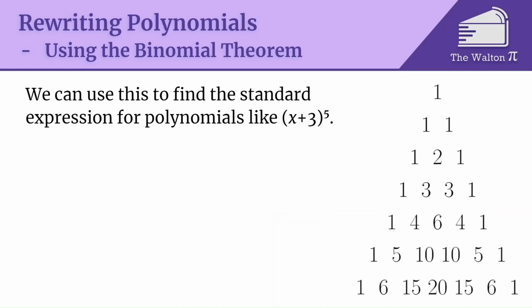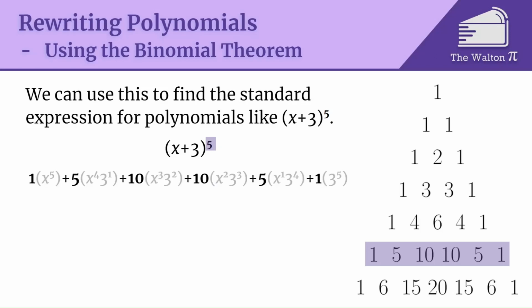We can use this to figure out the standard expression for polynomials like x plus 3 to the fifth. That's not something that we want to have to multiply out by hand, so we hope that we can use Pascal's triangle and the binomial theorem to figure this out, and we can. We look at the fifth row, because this is x plus 3 to the fifth. So there's our fifth row highlighted, and we're going to expand that out. This is going to be 1 times x to the fifth, plus 5 times x to the 4, 3 to the 1. Then we have 10 x to the 3, 3 to the 2, plus 10 x to the 2, 3 to the 3, plus 5 x to the 1, 3 to the 4, plus 1, 3 to the 5.